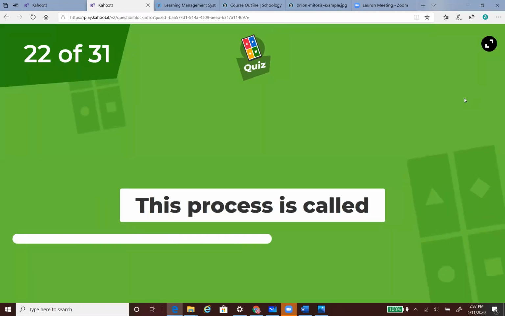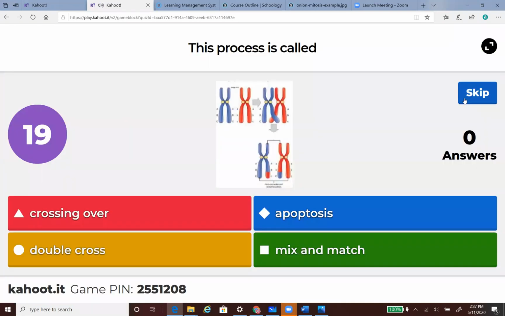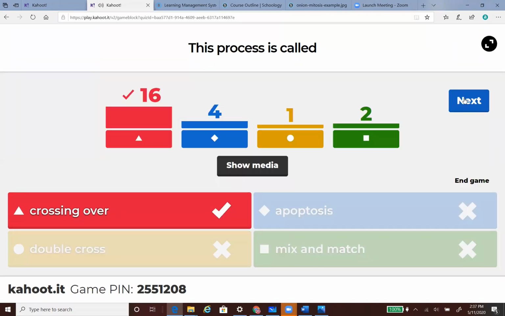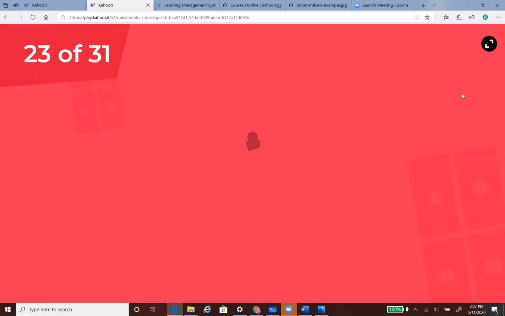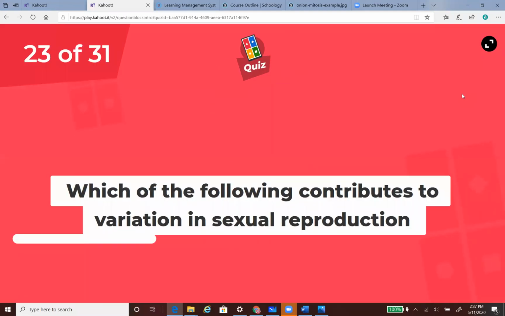This process is called... See the chromosomes? See, the red and blue ones look like they're swapping something. Must be swapping DNA. This is called crossing over. Very good. That mixes up the DNA, makes new combinations.